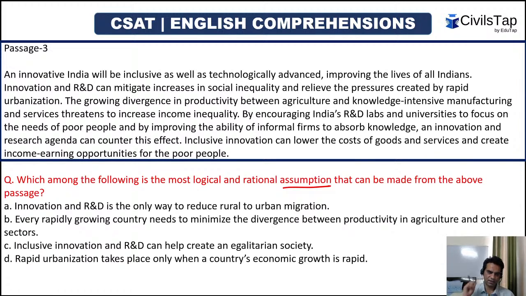All right. So let's read the passage, guys. An innovative India will be inclusive as well as technologically advanced. Okay, that's what is conveyed in the first line. What inclusive means is that all people from all spheres of life are benefited from the development. That's what we call inclusive development. So an innovative India will be inclusive as well as technologically advanced, right?